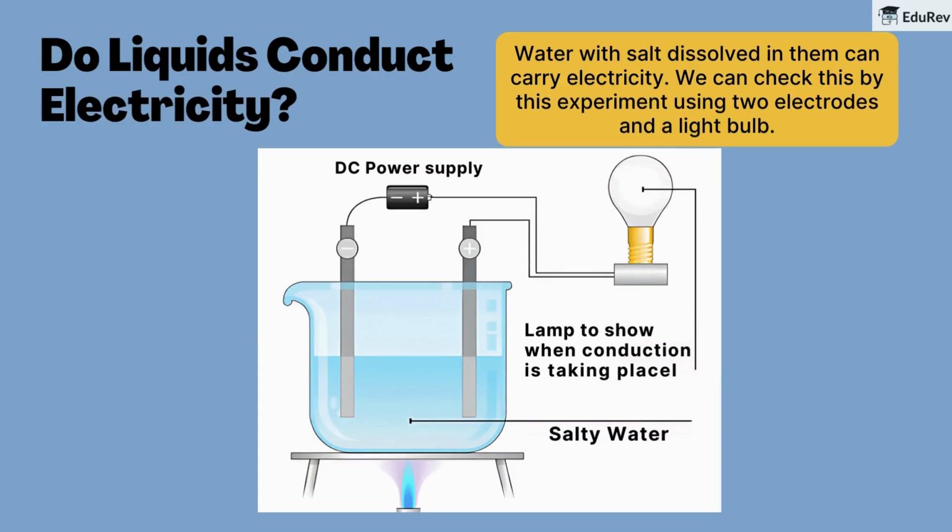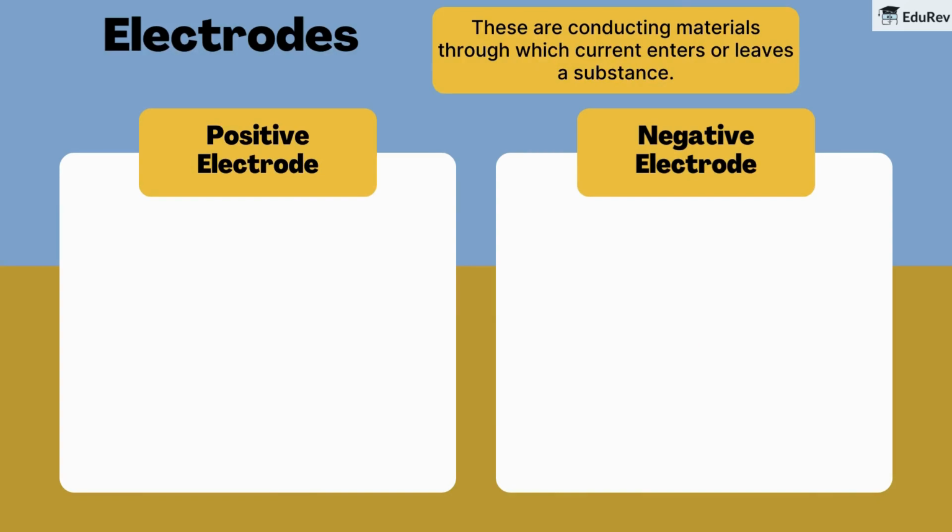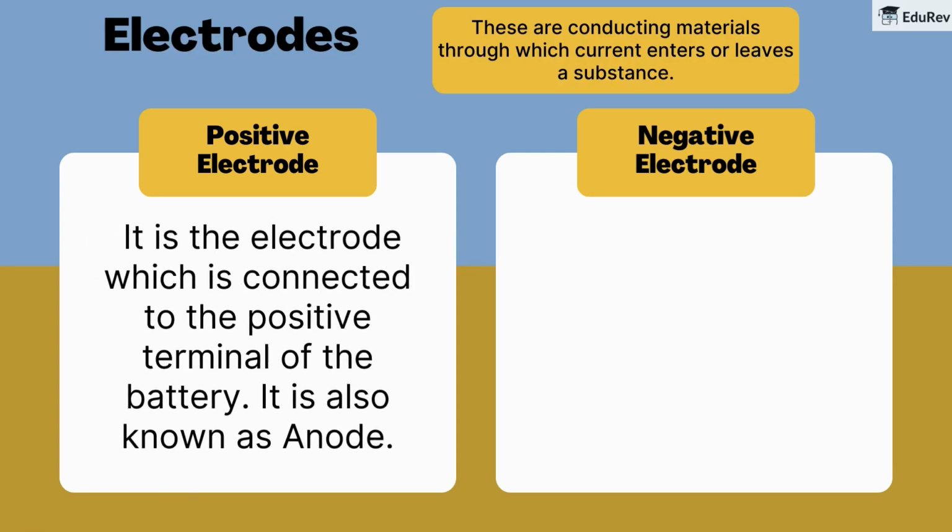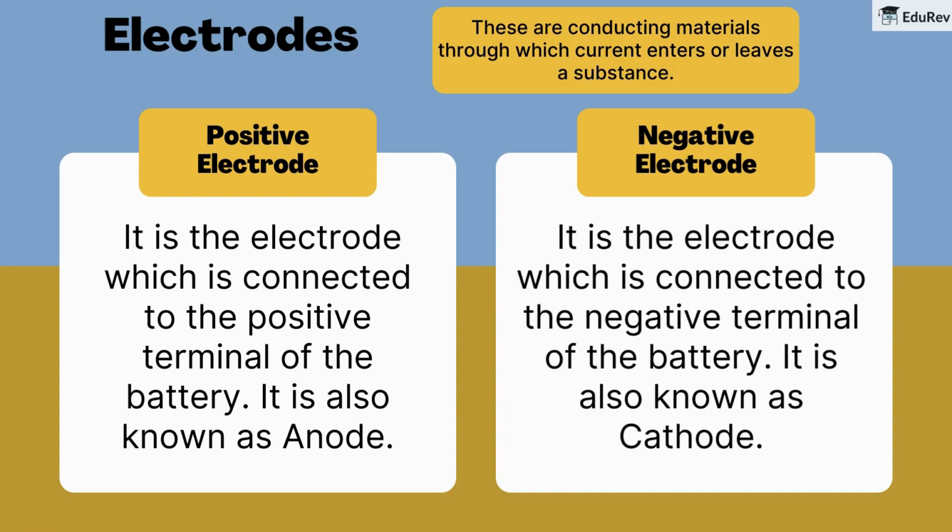But first of all, what are electrodes? Electrodes are conducting materials through which current enters or leaves a substance. The positive electrode is connected to the positive terminal of the battery. It is also known as the anode. The negative electrode is connected to the negative terminal of the battery. It is also known as the cathode.